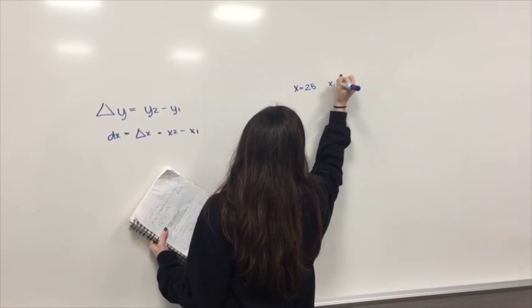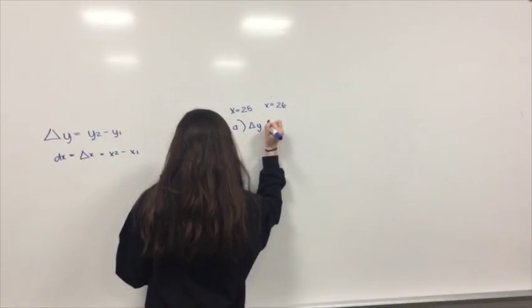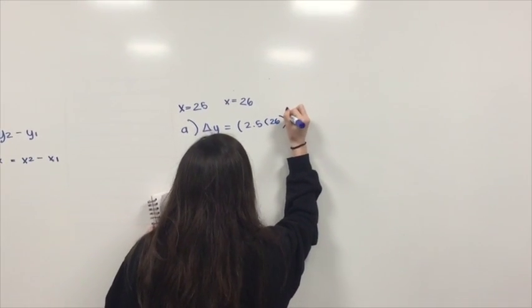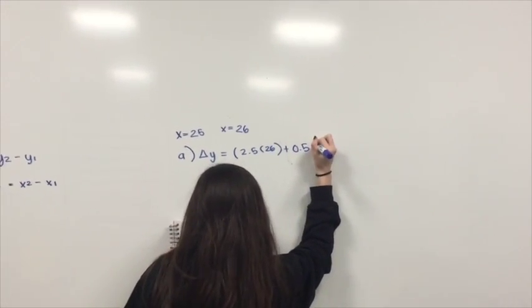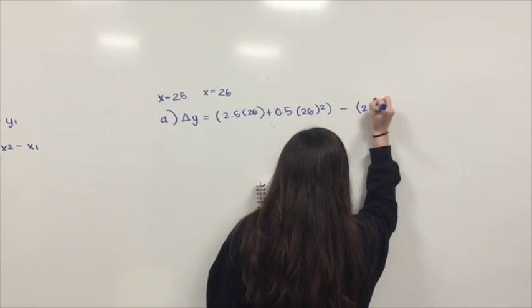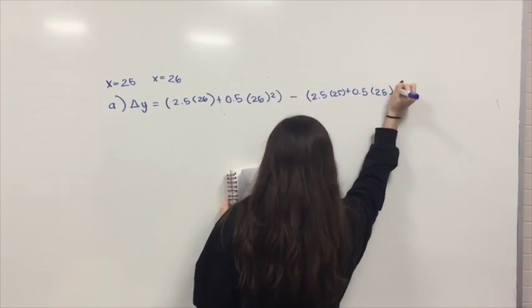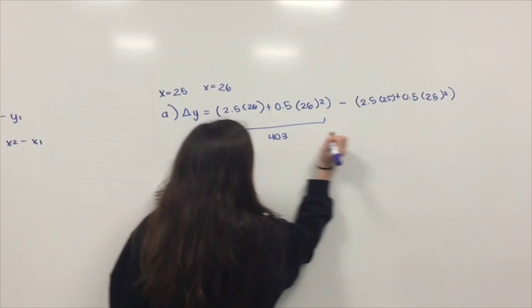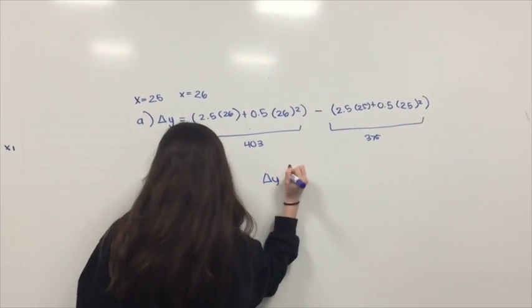Step A, we get the x's. Then, we substitute them in the original equation, x2 minus x1. We get our results and subtract them to get our answer.